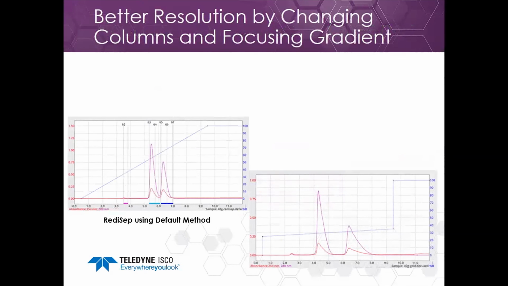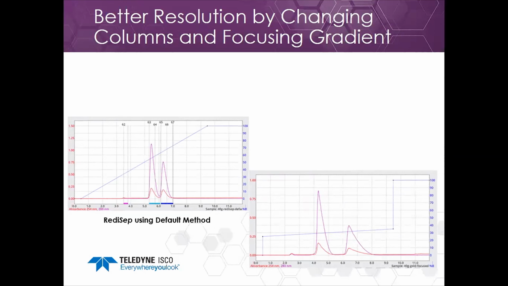So this slide here is going to show you how we can increase resolution again by changing columns and focusing the gradient or lengthening the gradient. So this is using our default method or our gold resolution method, and so it's going to offer us a longer gradient and it's going to be a slower flow rate. That's a little bit more optimal for getting better resolution for the separation.